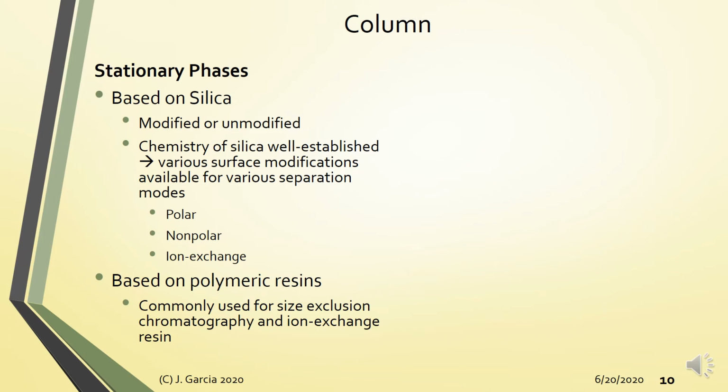Alright, so next let's focus on the column, which is the heart of the HPLC. So for the stationary phases, two of the most common materials used are silica and those that are based on polymeric resins. Okay, now silica is the more common one because of its well understood chemistry. Alright, so silica as a stationary phase can be used either modified or unmodified. Silica, medyo interesting to. So for example, this is your silica particle. Alright, so the formula is SiO2.